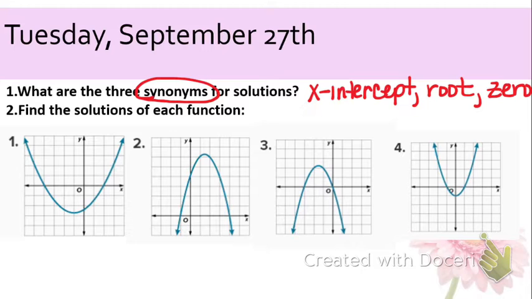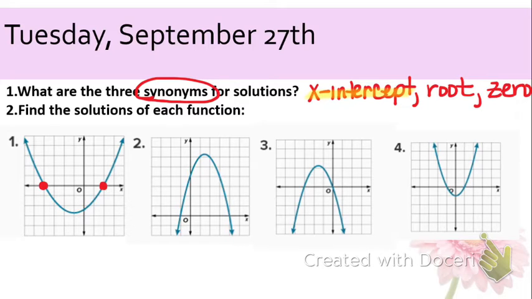So when you're looking at a graph, if I ask you for the x-intercepts or the solution, I want you to tell me the x-intercepts. So for question number 1, that would be these 2 places. Tell me the 2 places where I put those red dots.